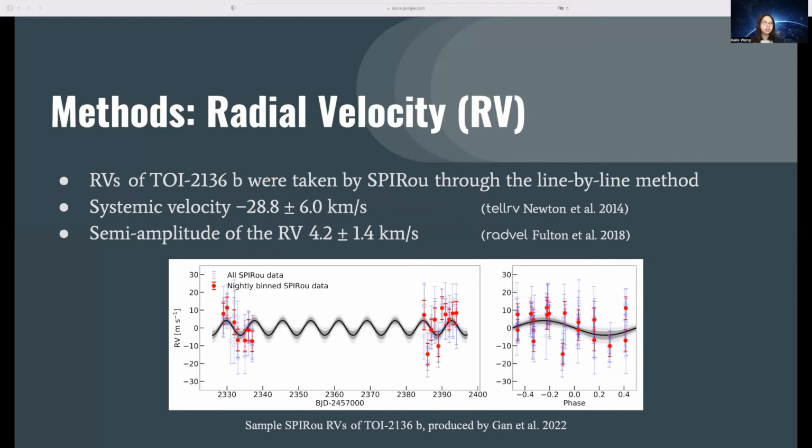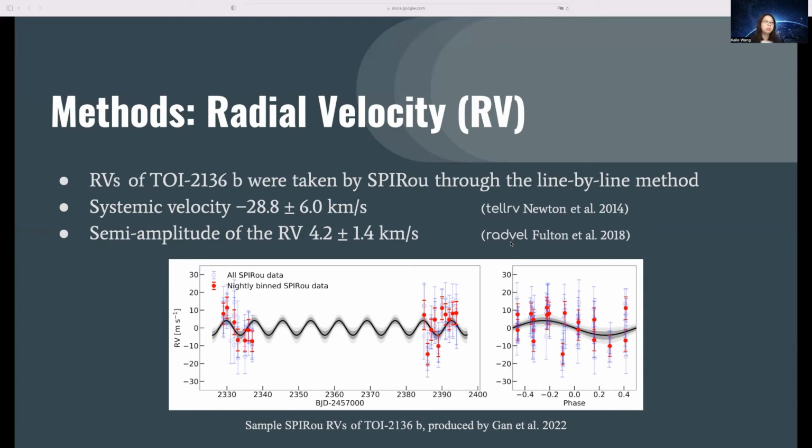Also, radial velocities were taken and analyzed through the line-by-line method and multiple coding packages, such as TOI-RV or rad-val in this case. So what is the line-by-line method? It is a method that derives radial velocity by dividing a spectrum into a large number of lines and projecting the residuals between the template and the spectrum onto a first derivative template. So this basically provides a per line velocity, and the mean radial velocity could be further calculated from that.